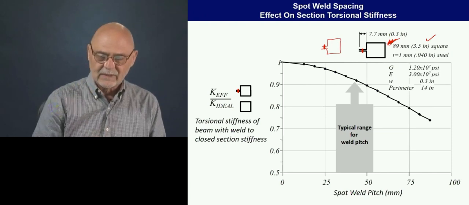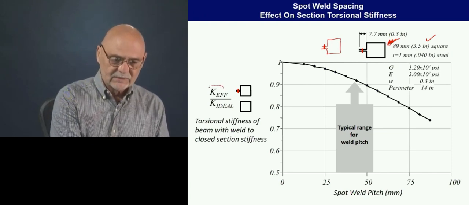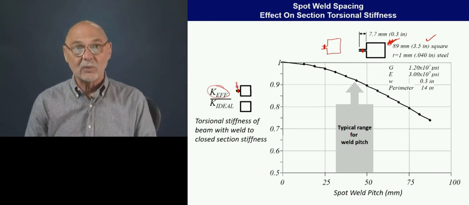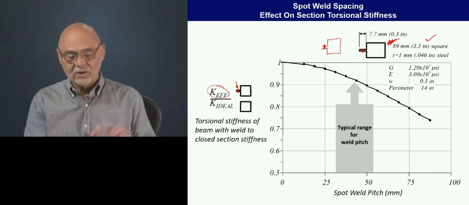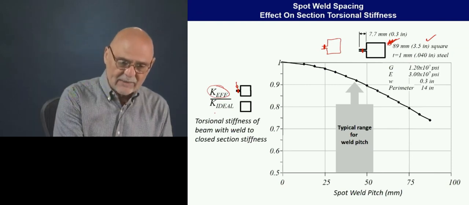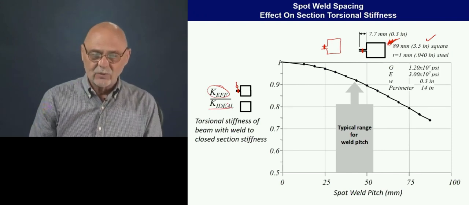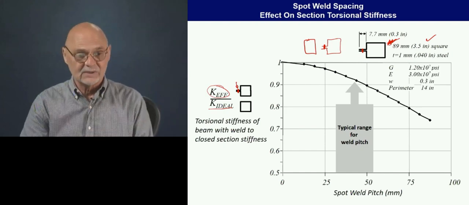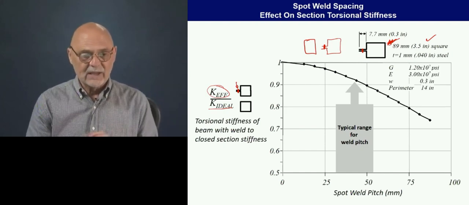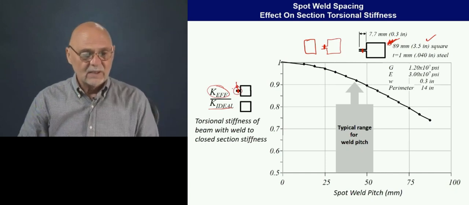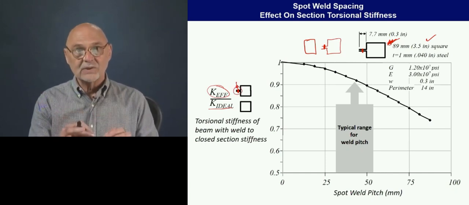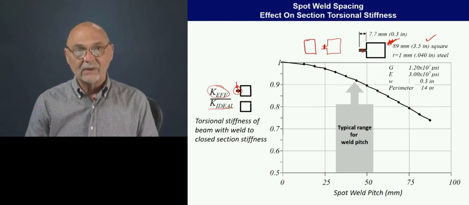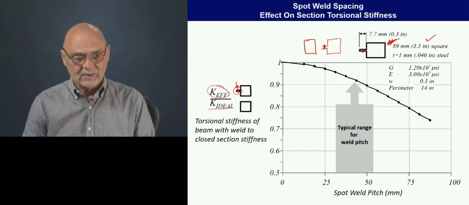And what we're plotting in this diagram is the true or the effective stiffness of this with a real spot weld that has some flexibility, like we just looked at a few slides before. We're going to divide that by the ideal stiffness, what it would be if this was perfectly a closed section. We know the calculation formulas for that. If this spot weld behaves exactly as a rigid member, then we would get a value of 1. If it acts very flexible, then we'll get something less than 1.